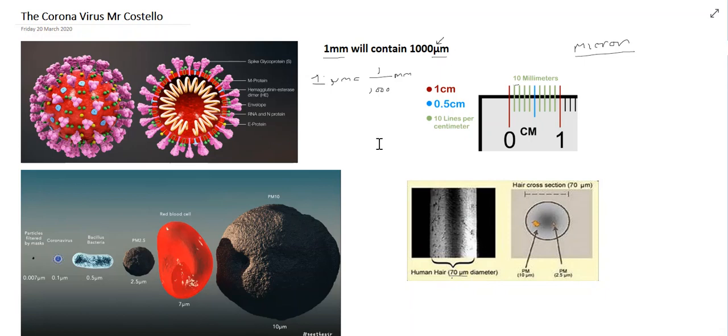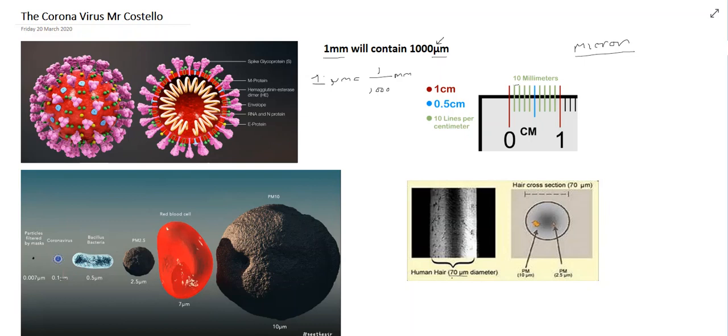Now, to put that into context, if we go back to our coronavirus, what we're looking at here, this thing that looks like a big stone, is 10 micrometers. So this is like a dust particle. Down from that, here we have a red blood cell. Red blood cells are basically the sponges that carry oxygen around the body in the bloodstream. A red blood cell is 7 microns. So if you were to line them up, you would be able to fit 10 red blood cells across the diameter of a human hair. That's how small they are.